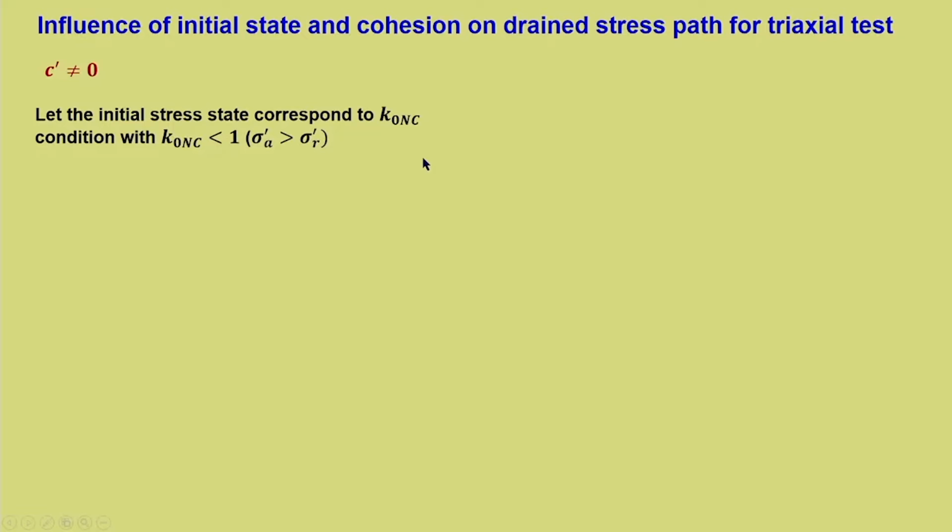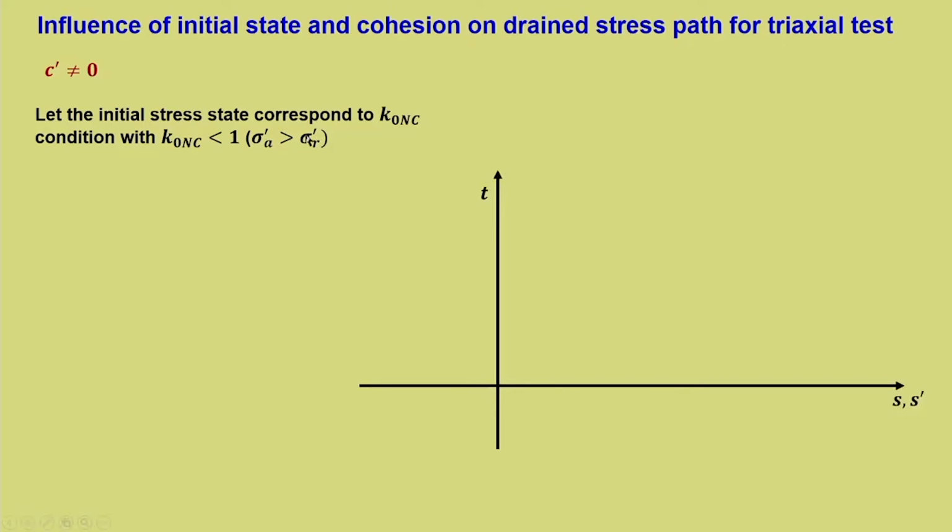Now, first case, let us consider K naught NC condition with K naught NC less than 1. That means sigma A dash is greater than sigma R dash, a typical triaxial test that we normally do in the lab. So, we are talking now in terms of TSS dash, as I indicated before. We will not do it for all the 3 now. As and where the case comes, we will generally use any one, and typically we will be dealing with the TSS dash QP P dash plot.